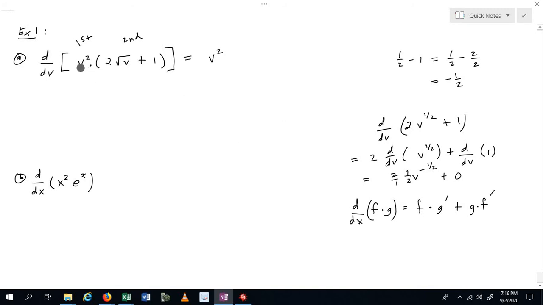Okay, so this is the first. And now the derivative of the second is simply v to the minus 1/2 because these cancel out. So the first times the derivative of the second plus the second. The second happens to be this, and I'm going to go ahead and write the square root of v as v to the 1/2 power, plus 1. That's the second function, and then times the derivative of the first function, which of course is just 2v.